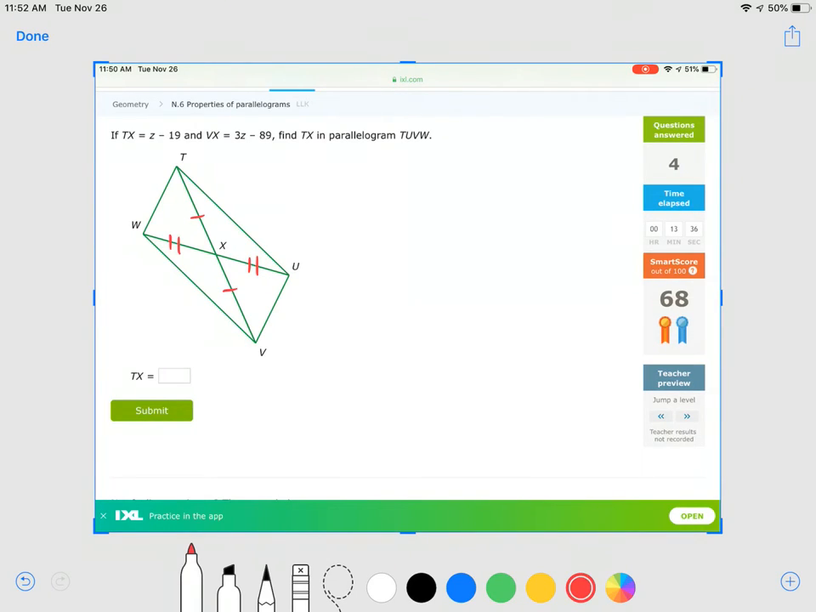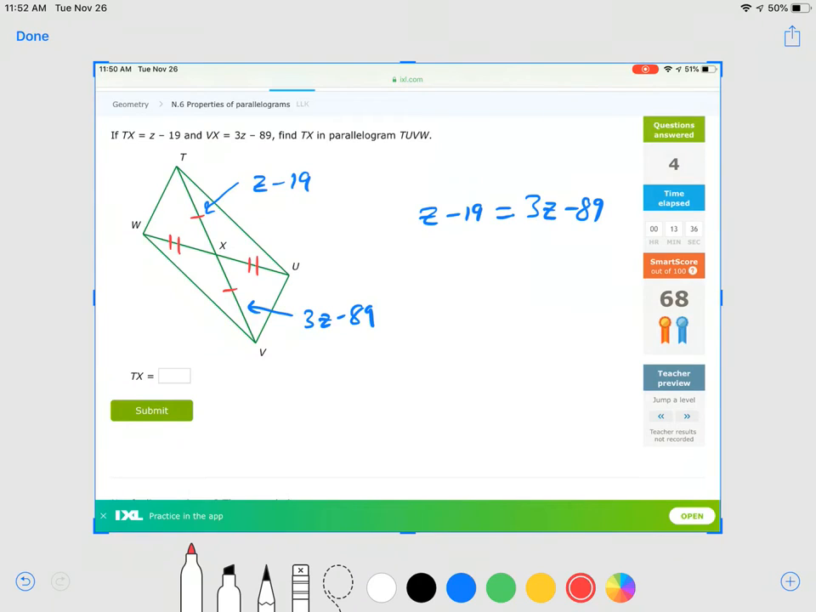Okay, so they're saying Tx is Z minus 19. So this right here is Z minus 19, and Vx is 3Z minus 89. What's the relationship between those two parts? They're actually equal to each other. So we can write that Z minus 19 has to be equal to 3Z minus 89.